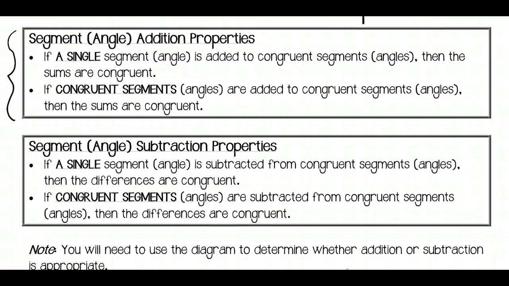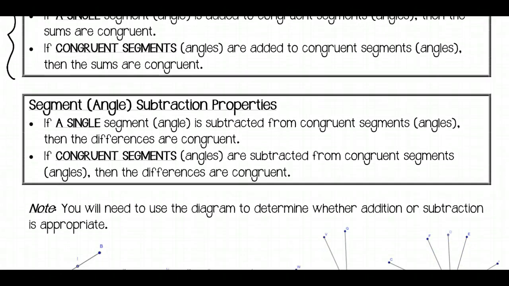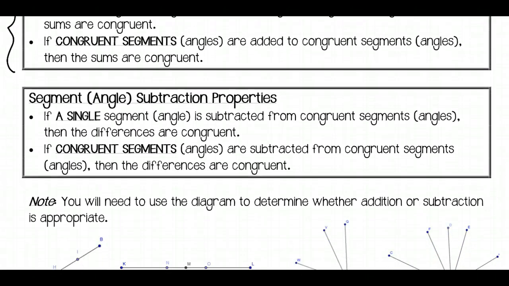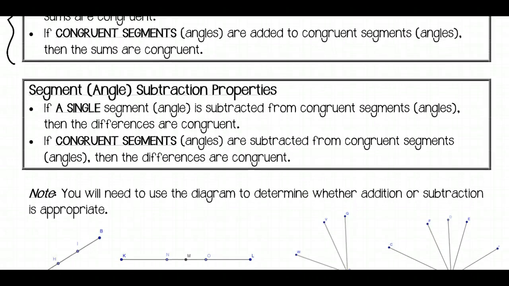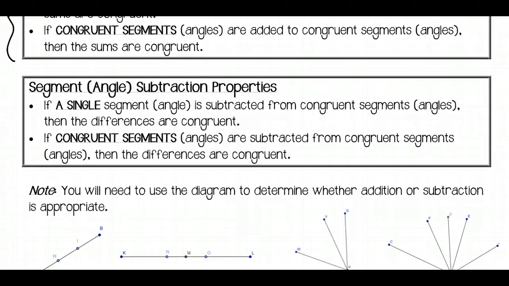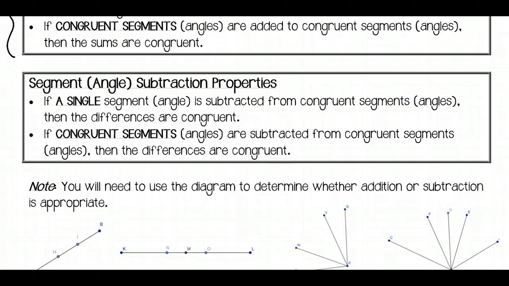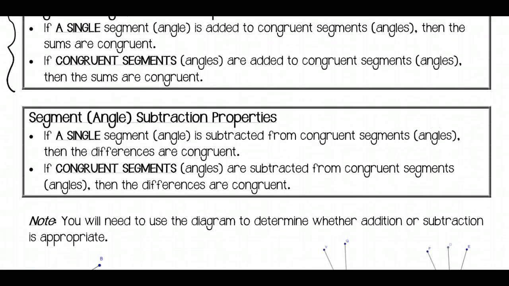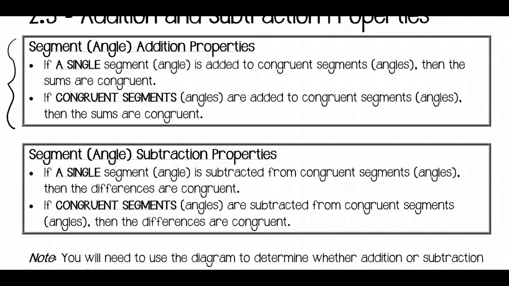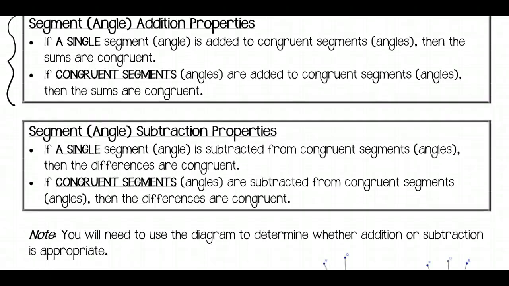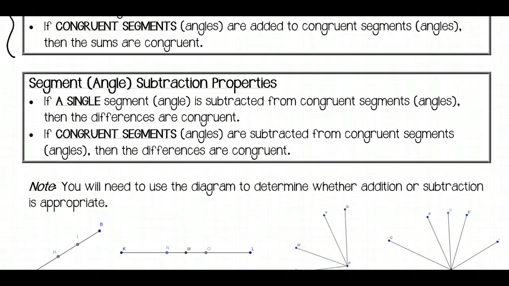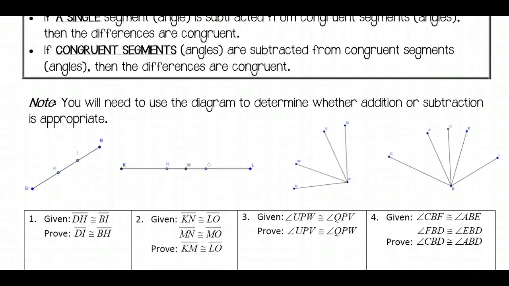And then we've got the same thing for subtraction. We can subtract a single segment or angle from congruent segments or angles, or we can subtract congruent segments or angles from congruent segments or angles. Again, make sure you're using the right terminology. We're talking about sums for the first set of properties. We're talking about differences for the second set of properties. And again, here's our notes.